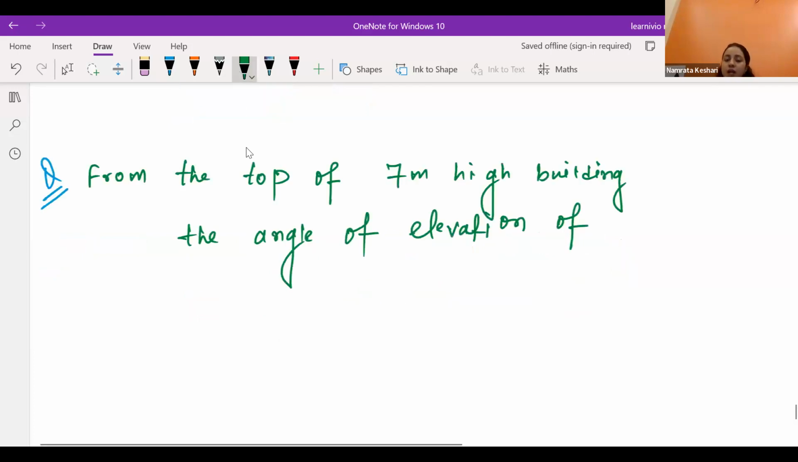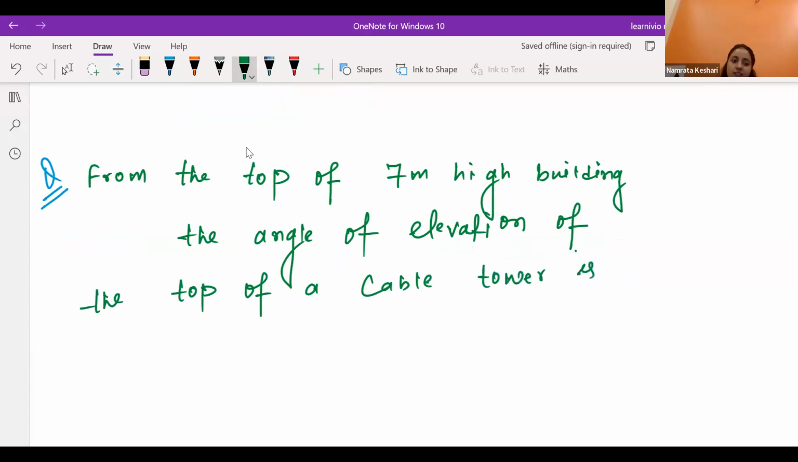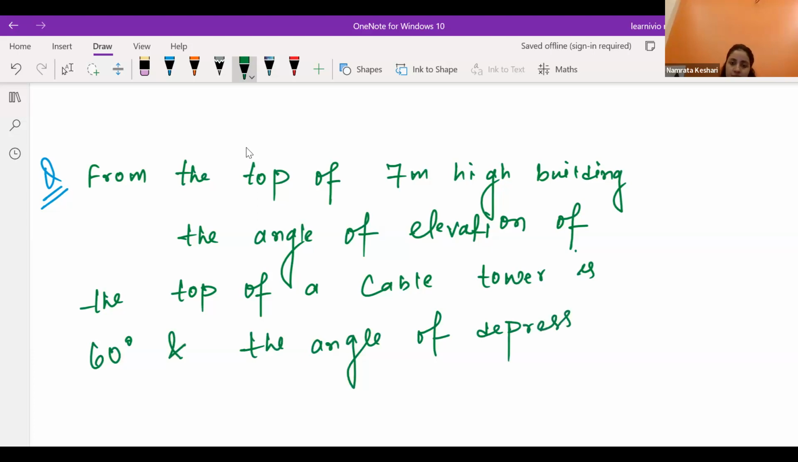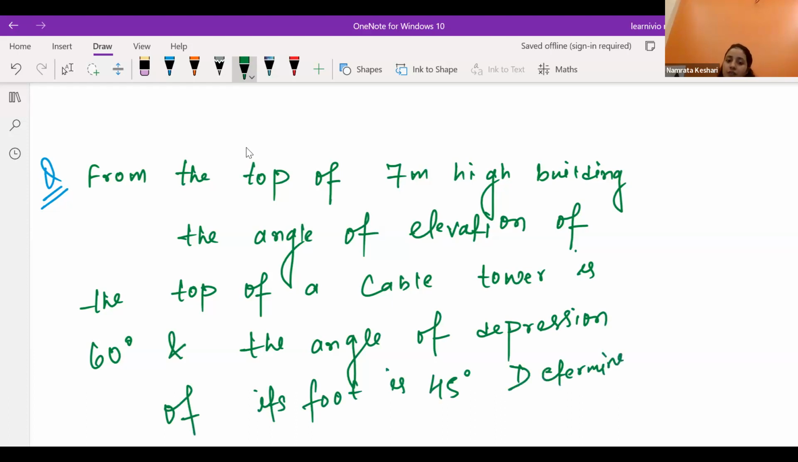From the top of a 7-meter high building, the angle of elevation of the top of a cable tower is 60 degrees, and the angle of depression of its foot is 45 degrees. Determine the height of the tower.